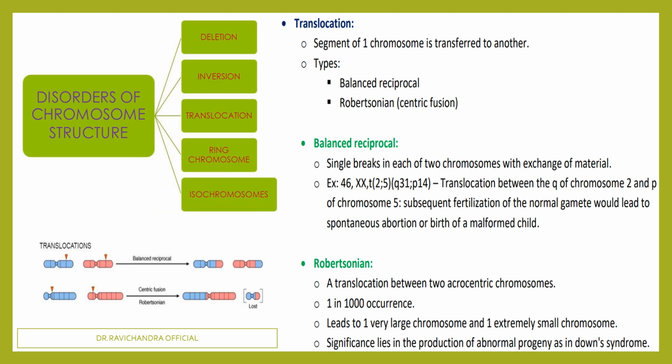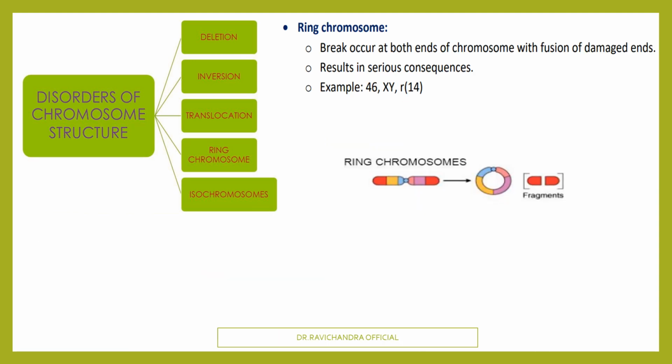Coming to Robertsonian translocation, it is translocation between two acrocentric chromosomes and occurs in 1 in 1000 births. It leads to one very large chromosome and one extremely small chromosome. Significance lies in the production of abnormal progeny, and a classical example is Down syndrome. So, translocation can be balanced reciprocal or Robertsonian translocation.